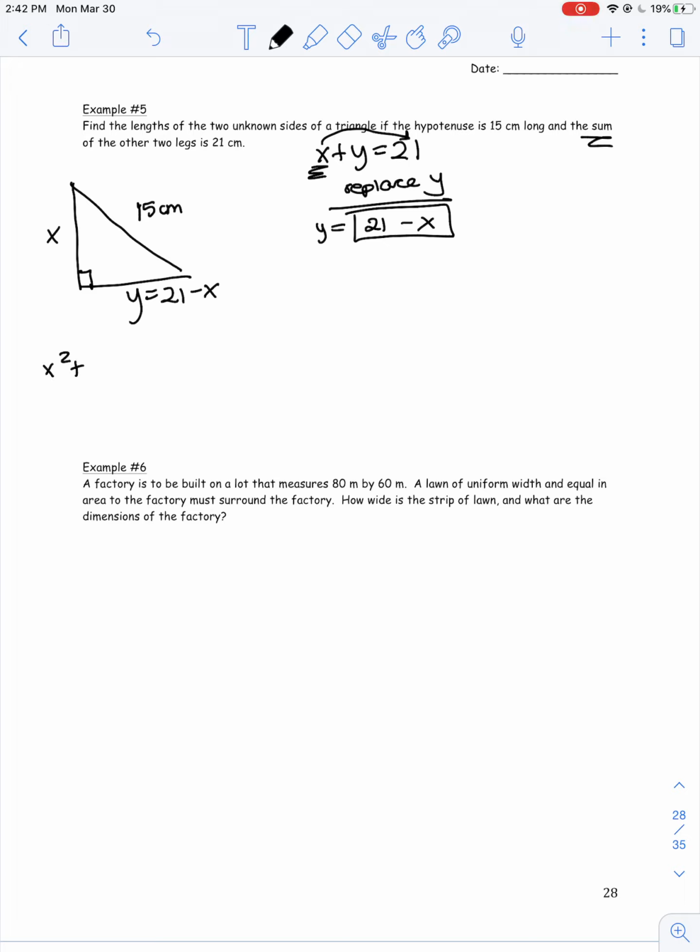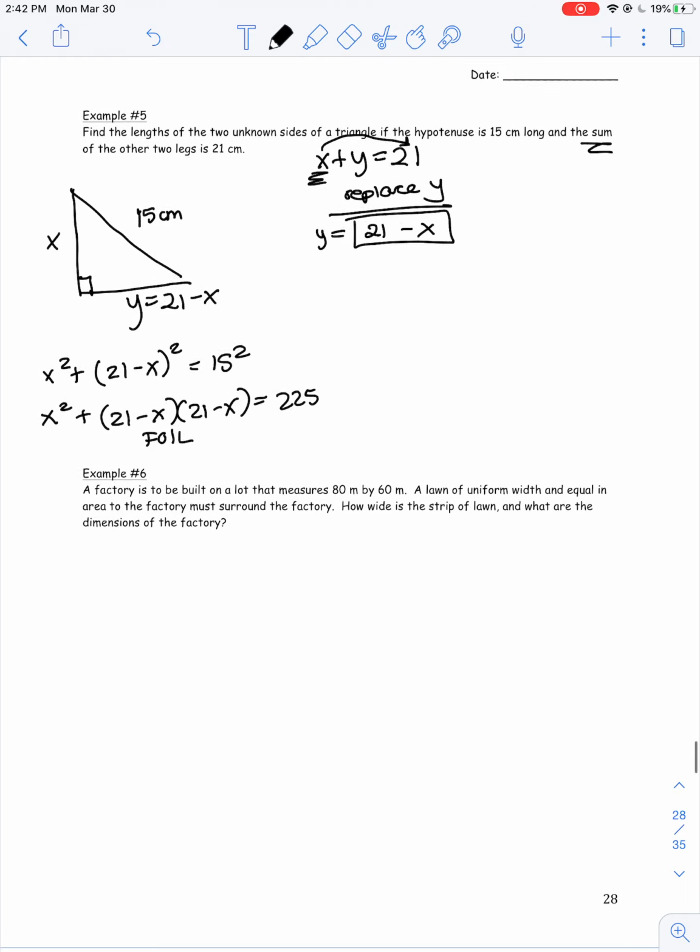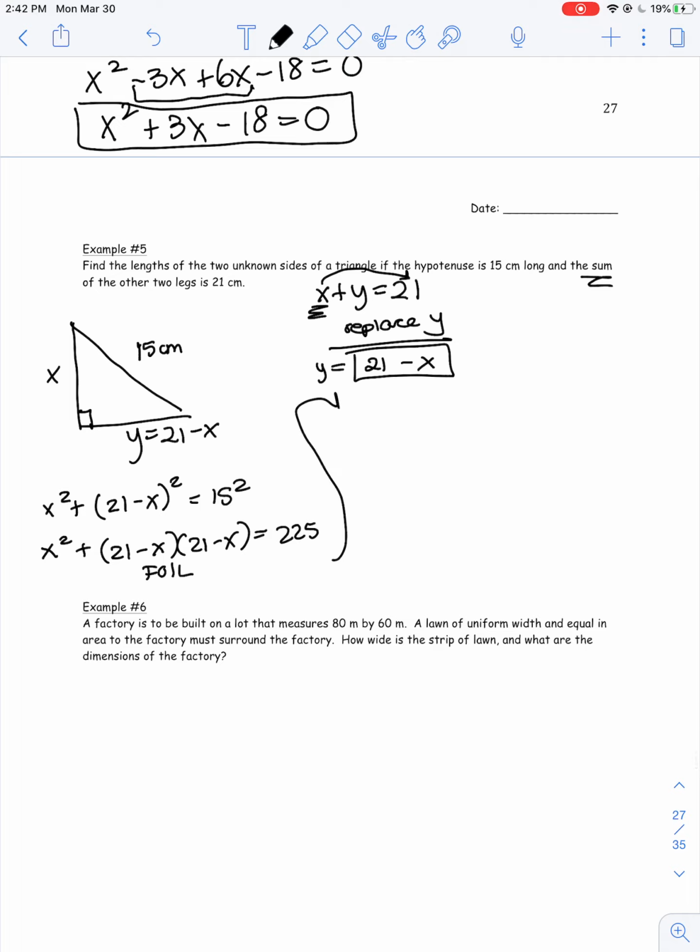So in order to relate all these sides, we're going to use Pythagorean theorem, which means that x squared plus 21 minus x, that's your y, squared, equals 15 squared. X squared plus, we're going to write this out twice, equals 15 squared, and that's 225. Now we're going to do FOIL here.